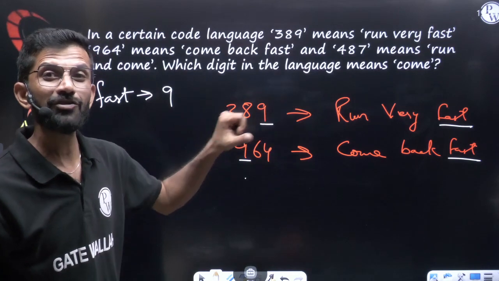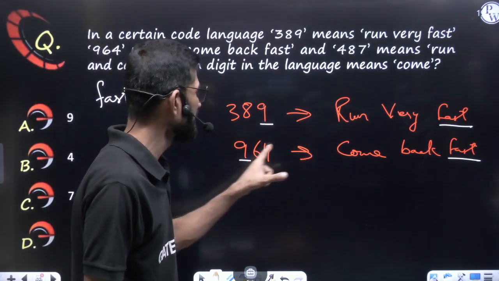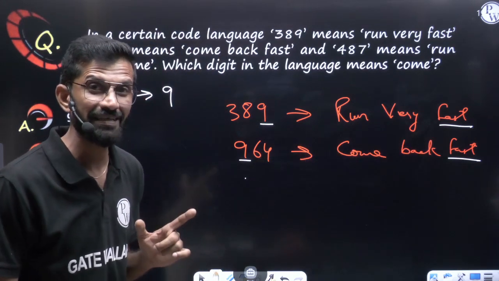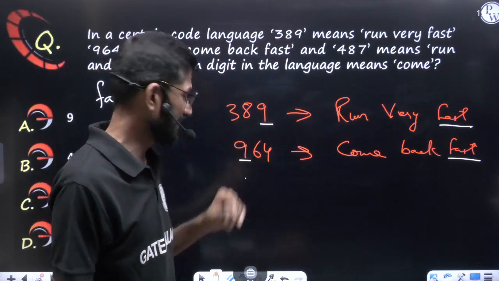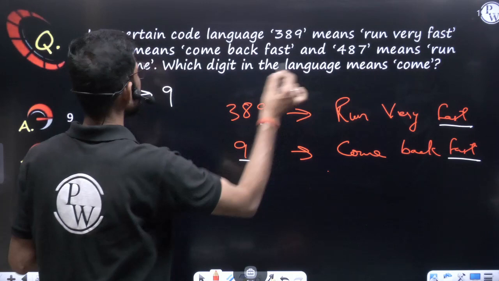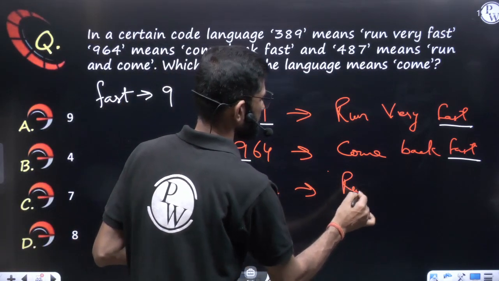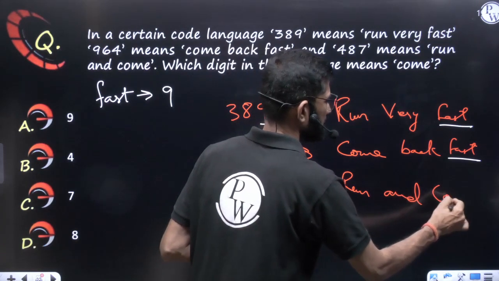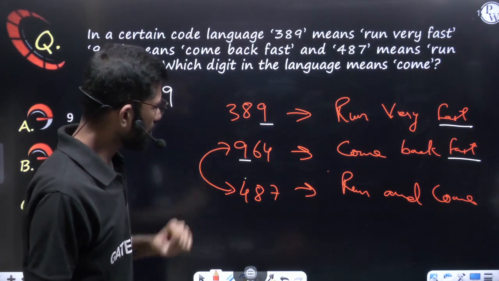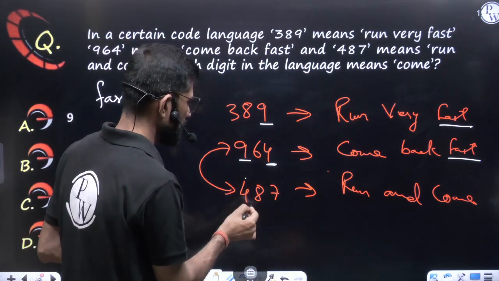Means you have to find out the commons and sort it out. Not directly, you cannot say 9 for come, 6 for back, 4 for fast. Don't do it directly, it is not respectively. Earlier it was respectively, not this one. Now let us understand further what they have given. They have even given 487 means run and come. Now let us compare the second one and the last one. What is common in both of them? Both have 4 over there. Here it is 4, here it is 4.